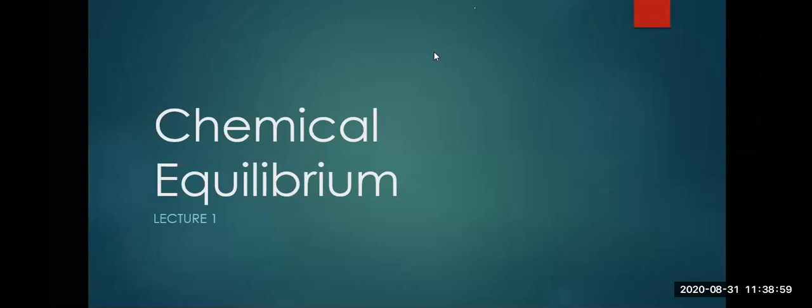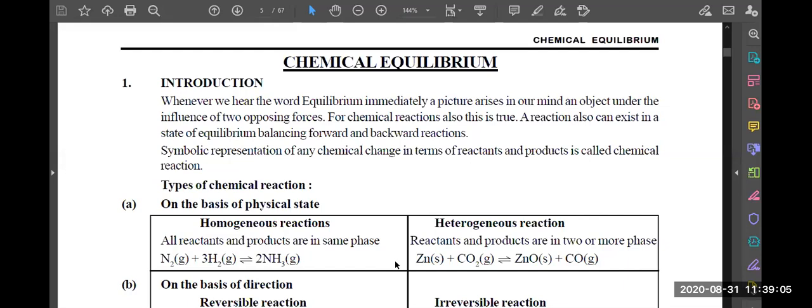Now, when we talk about this chapter, chemical equilibrium, the first thing that comes up in our mind is: what is this equilibrium? The first question that you should ask yourself is, what is the meaning of equilibrium? Can anyone tell me what is the meaning of equilibrium? Tell me.